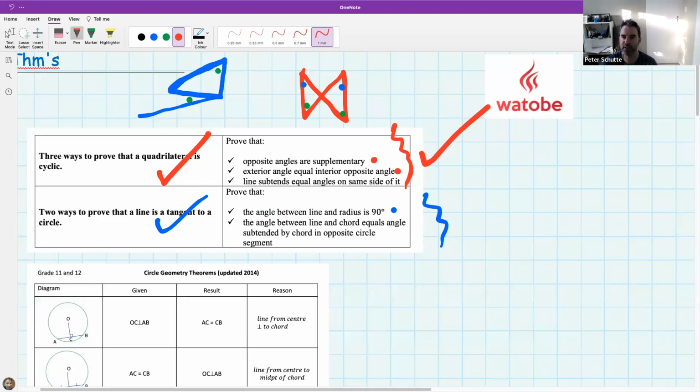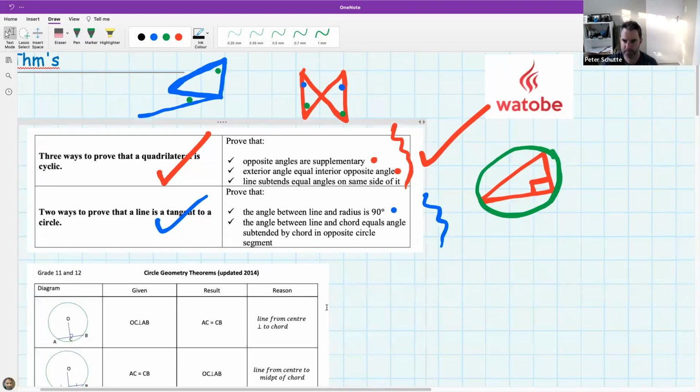And then if we want to prove something is a diameter, the converse: if we have a line and that line subtends an angle of 90 degrees, then we know that line will be a diameter of the circle. So that's the converse, a quick little recap.